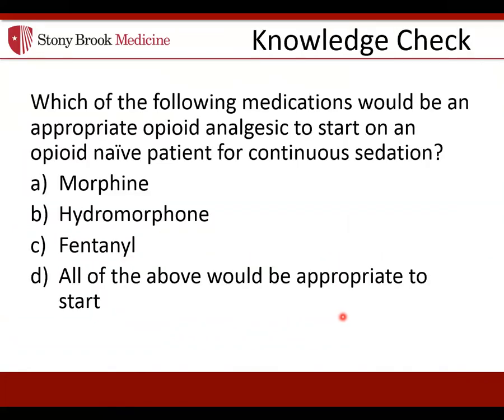So, quick knowledge check. Which of the following medications would be appropriate opioid analgesics to start for an opioid-naive patient on continuous sedation? That is correct, Maura. It is D. All of these would be appropriate to start for continuous sedation.